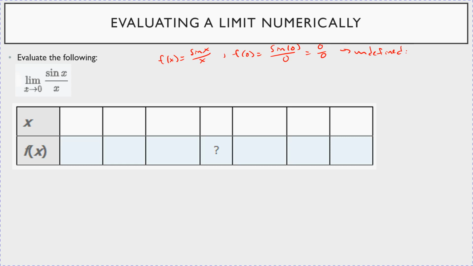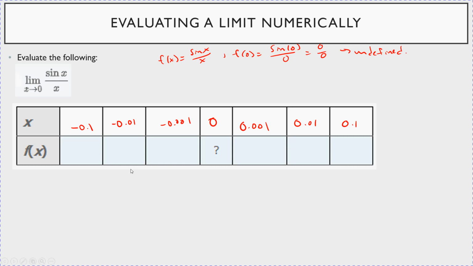All right? But this is what I call the indeterminate form, so that generally means the limit's going to exist. So I want to find the limit as x goes to 0. I'm going to pick some values just below 0. I'll start with negative 0.1, negative 0.01, negative 0.001, and then values just above 0: 0.1, 0.01, 0.001.